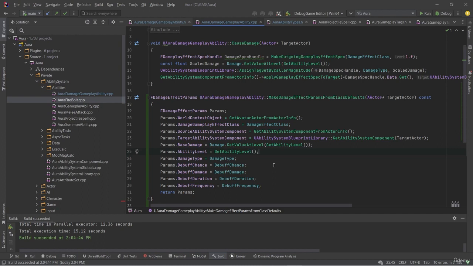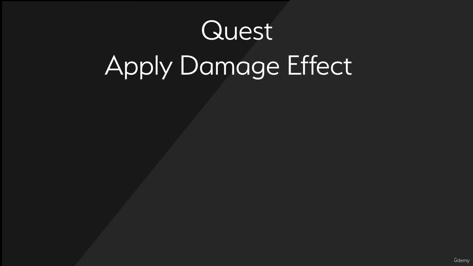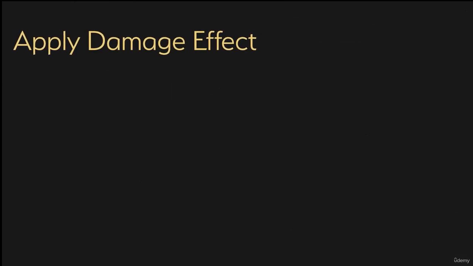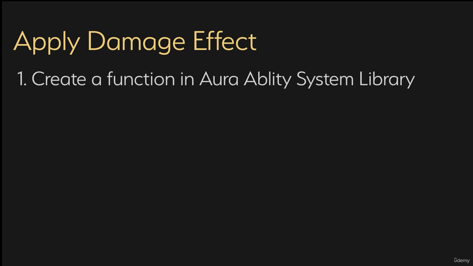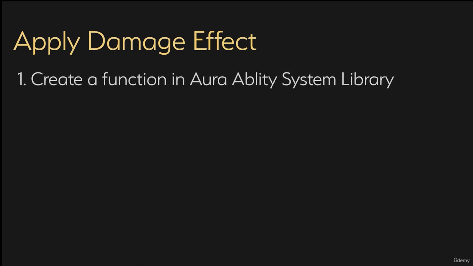And now we can create a static function on our ability system library that will take in an F damage effect params, and using those params, it will apply the damage gameplay effect to the target. And that's going to be your quest. So we'd like a function to apply a damage gameplay effect. So create a function in Aura ability system library for doing this.